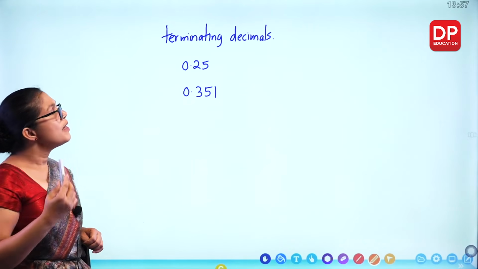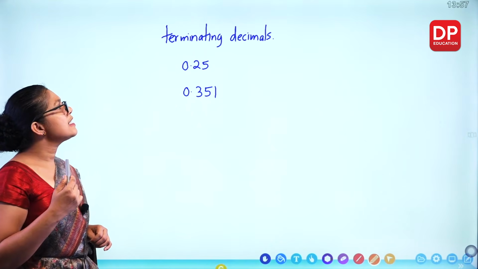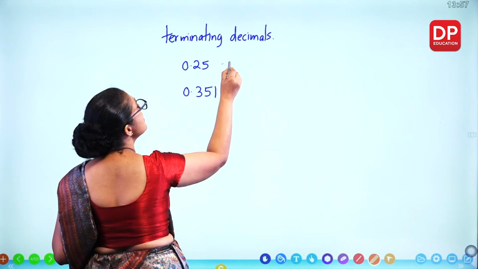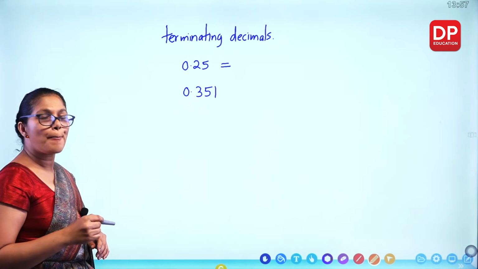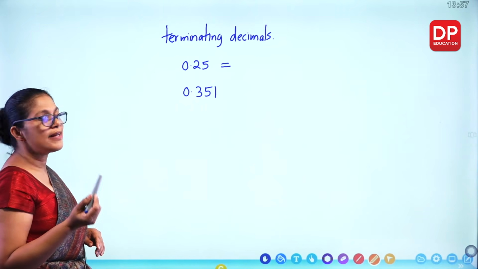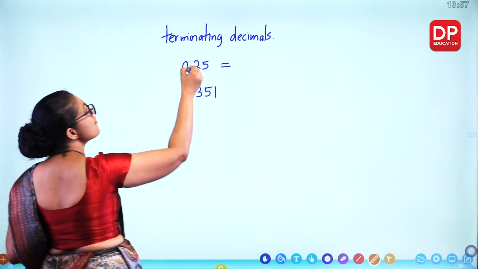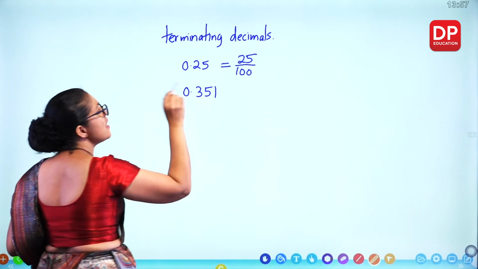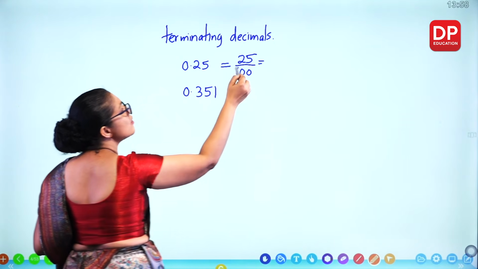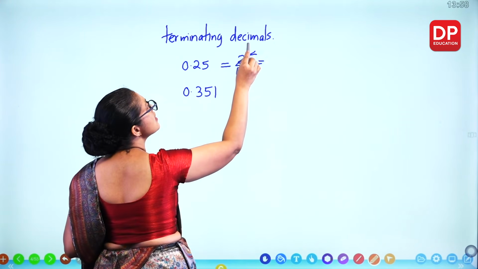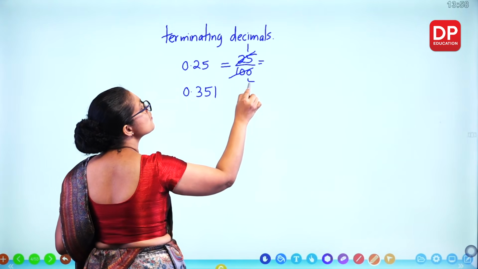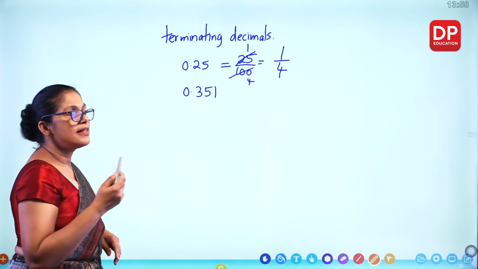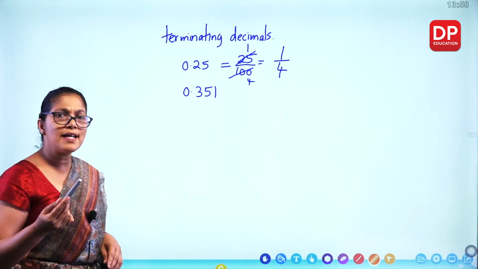So here we'll check whether terminating decimals are rational or not. So can we write this in fractions? 0.25, how can we write? We can write as a fraction 25 over 100. And then you can simplify and write. You can divide by 25. 25 times 1, 25 times 4. 1 over 4. So you can write this number, a terminating decimal, as a fraction.